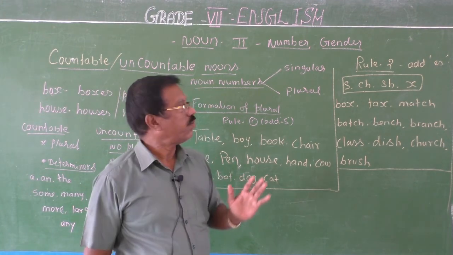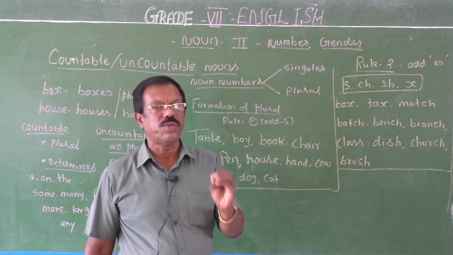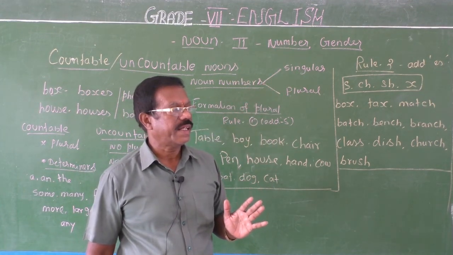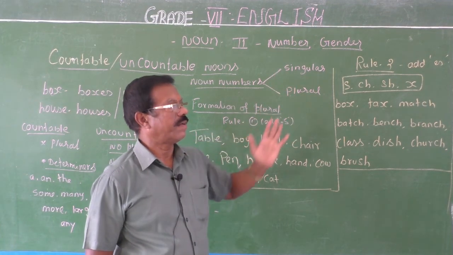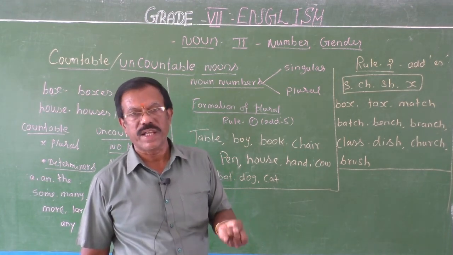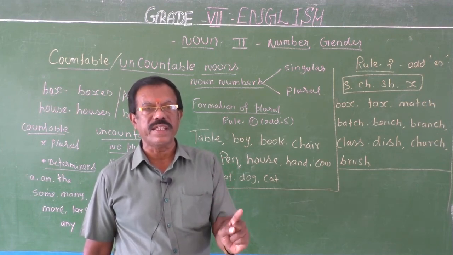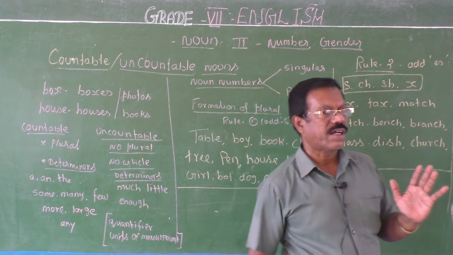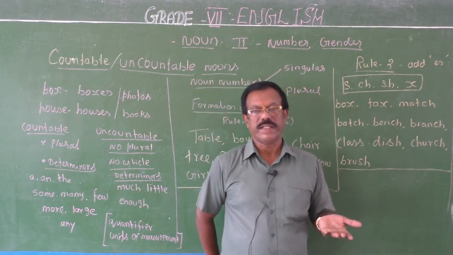Numbers, noun numbers. Based on the numbers, nouns are classified into two: singular nouns and plural nouns. Or otherwise, you can say we have two numbers in English, singular and plural. If a noun refers to only one object or one thing, it is called singular. If a noun refers to more than one, then it is called plural.